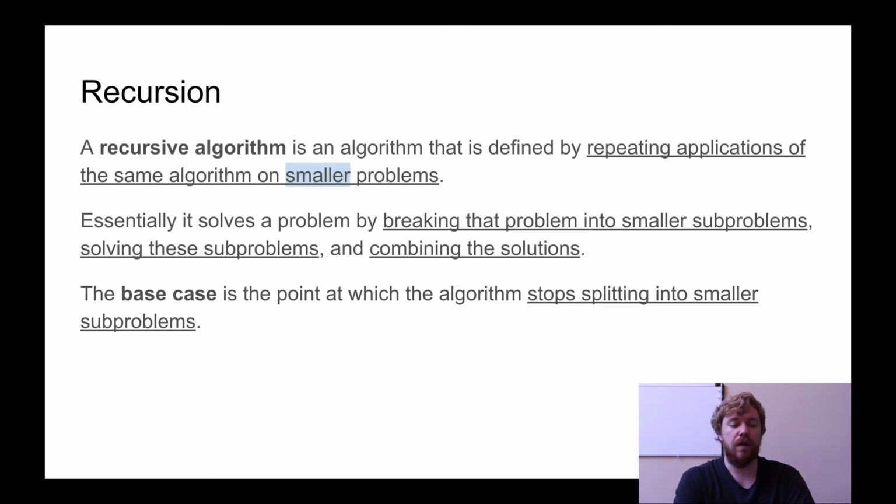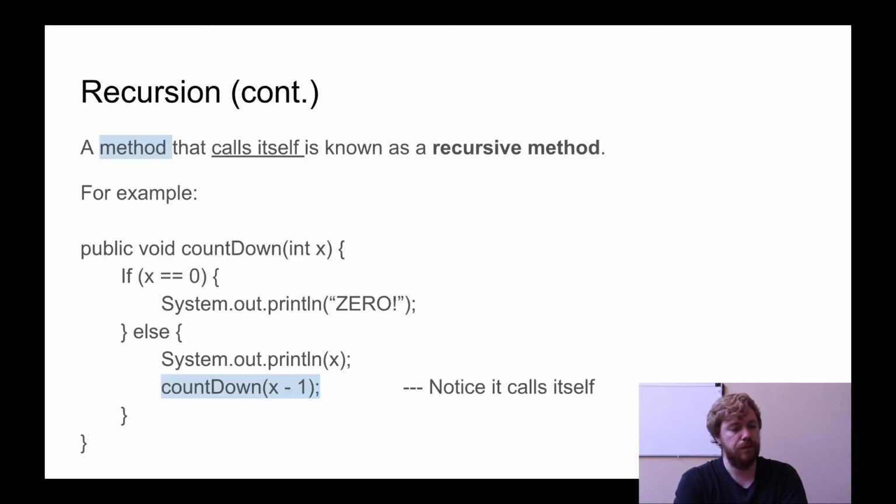Another definition, the base case, is the point at which the algorithm stops splitting into smaller subproblems. You'll hear me sometimes call this the stopping condition. A method that calls itself or refers to itself is known as a recursive method. And so you'll see here an example.